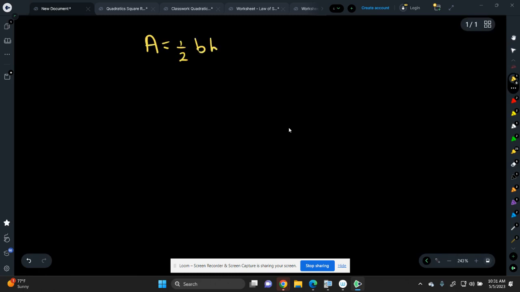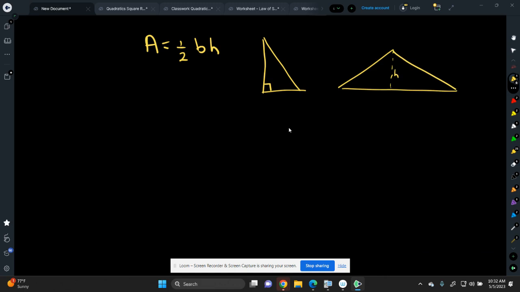One-half base times height. And we know that you can use that for a right triangle, right? That's the easy one. And we know we can also use it for a non-right triangle as long as you know the altitude, right? So that you already know, you learned from geometry. The two new area formulas that I'm going to show you today.